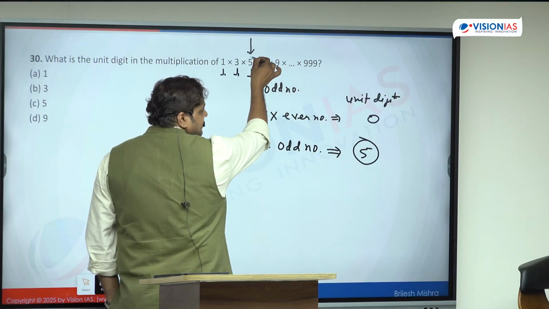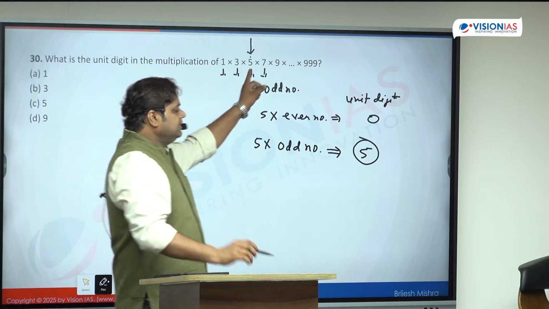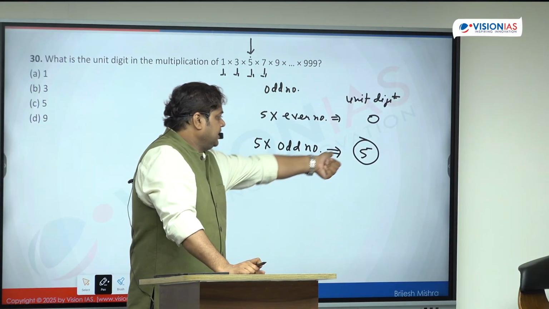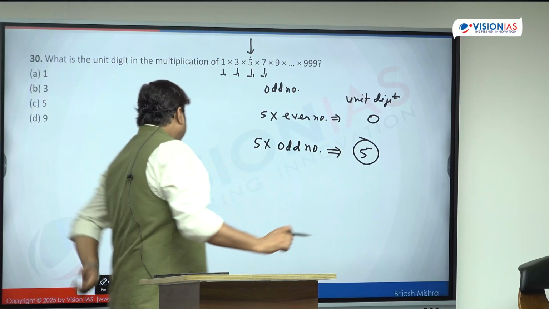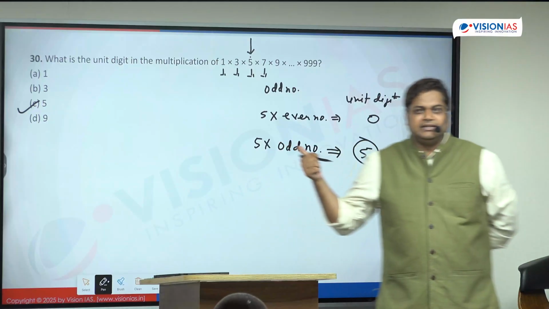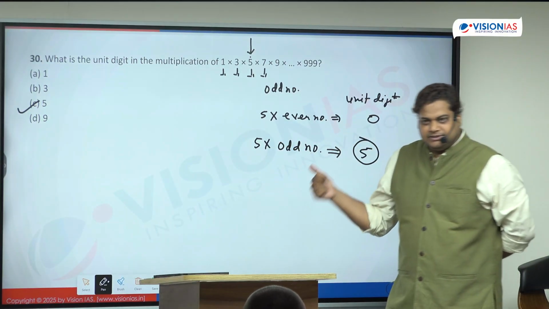So here 5 is there. It is multiplied by even number, odd number and odd into odd, odd number only. So 5 into odd number at unit place, 5. So this question, just in 10 seconds, we can get the answer. In 10 seconds only. Done? Next.